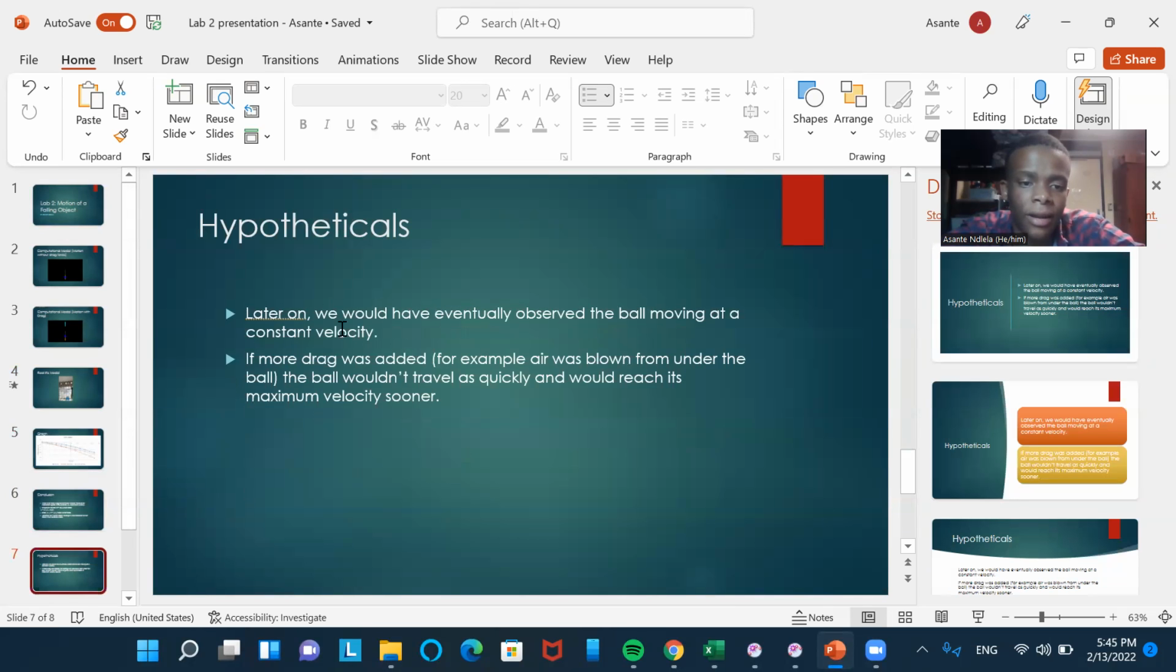Hypothetically, if we had carried on the experiment for a longer time, we would have seen the ball reach a point where it moves at a constant velocity, and then there's no acceleration due to the drag being equal to the gravitational force and therefore the net force being zero. If more drag was added, for example, if air was blown from under the ball, it wouldn't travel as quickly and would have reached its maximum velocity sooner.